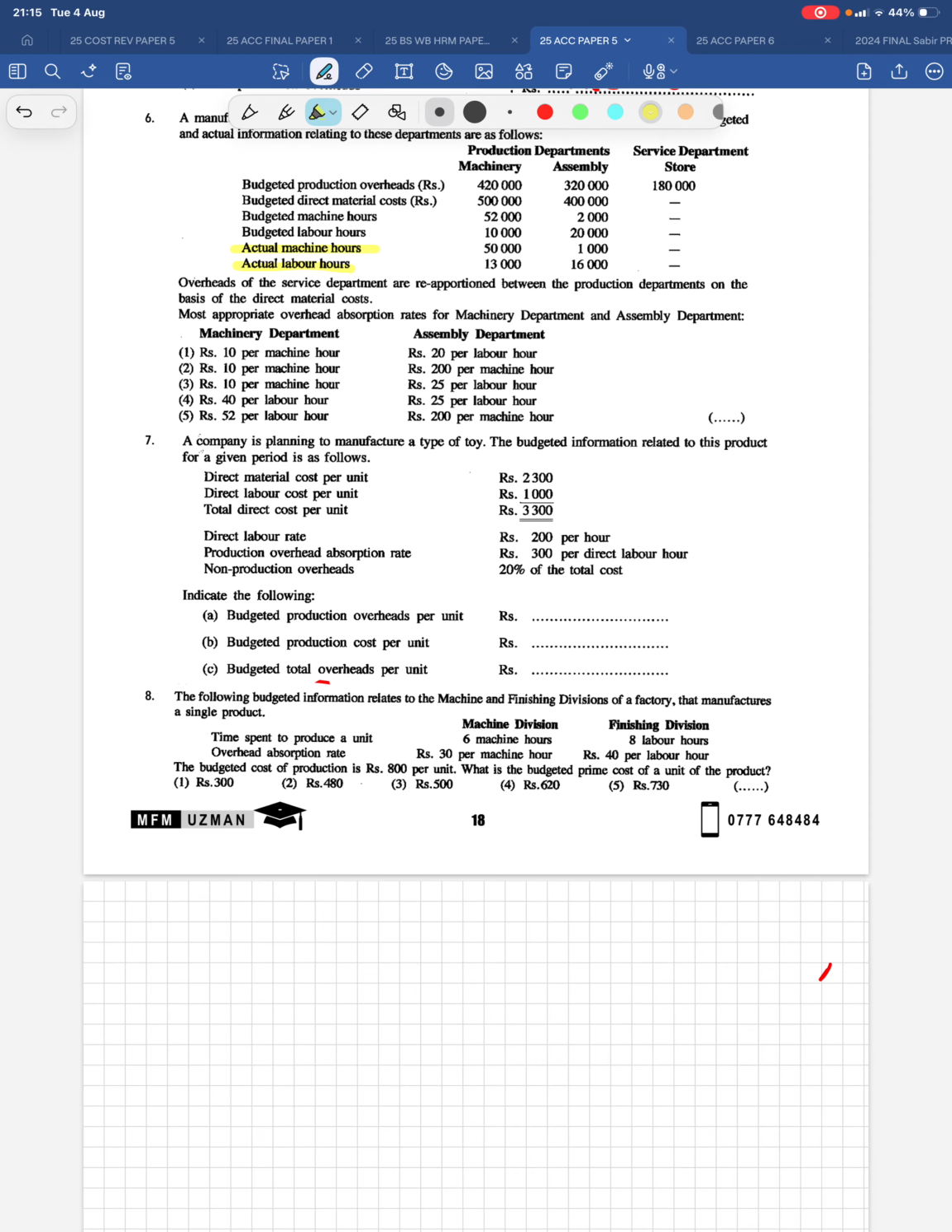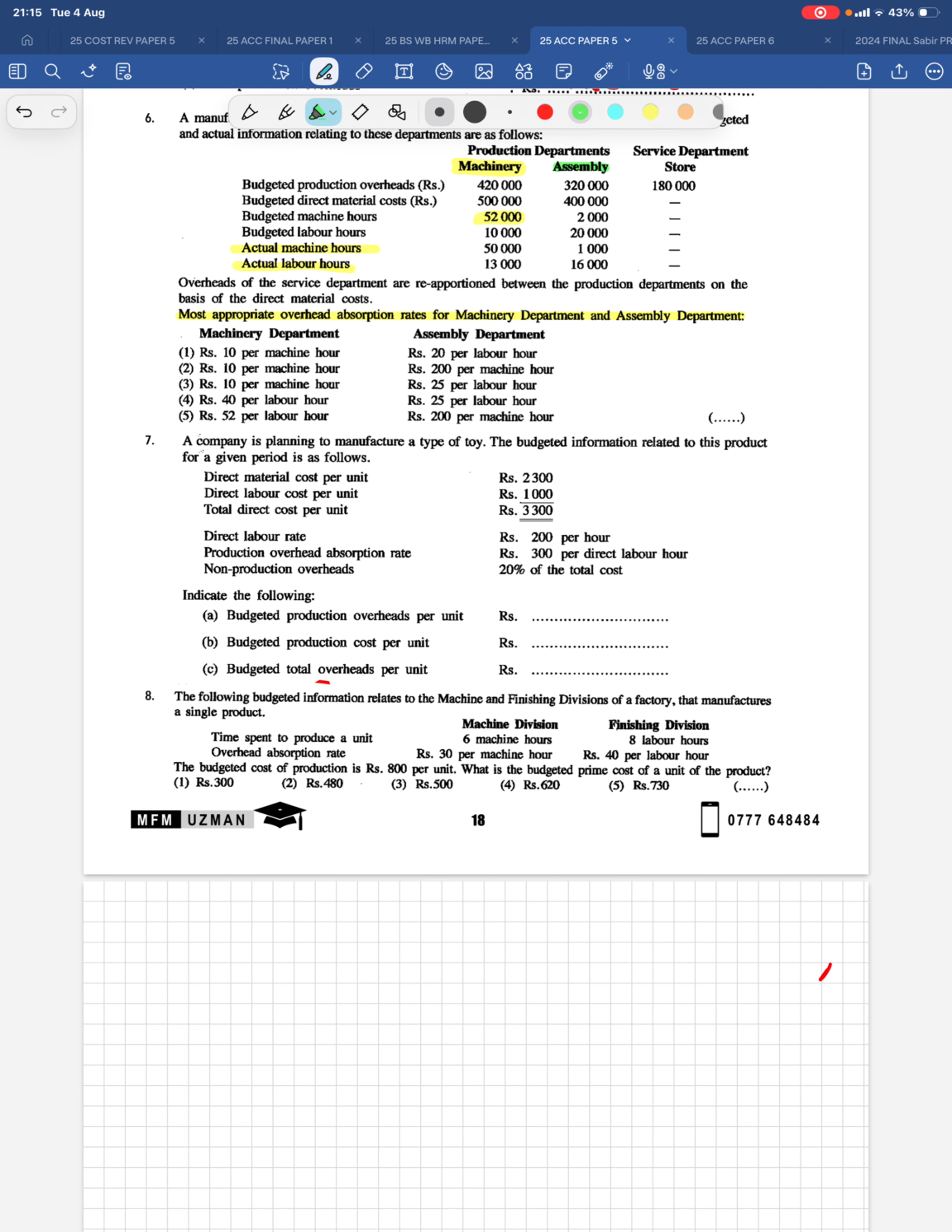So the question here is asking for the most appropriate overhead absorption rates for the machinery department and the assembly department. When they use the words most appropriate overhead absorption rate, it means they probably haven't given a basis. So how can we identify which is the most suitable basis? Machinery department obviously uses more machine hours. However, there's a technique. You can see they have given machine hours and labor hours, and they are using more machine hours than labor hours. So that is the suitable one.